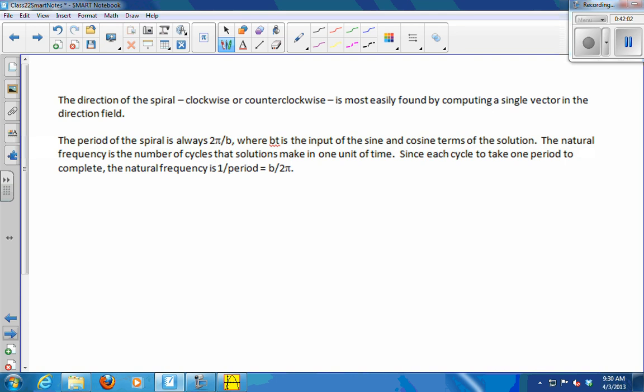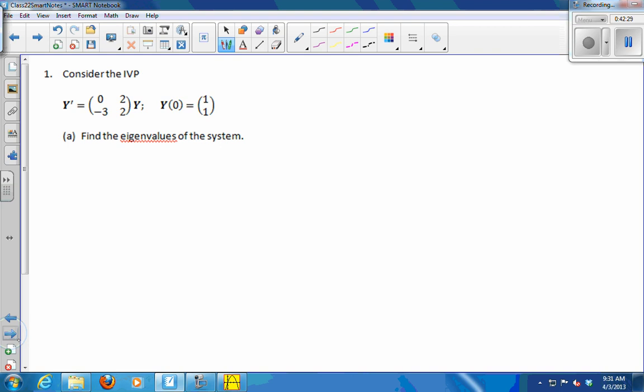And then period is 2 pi divided by b. And your book also asks you about frequency, which is the number of cycles that the solution can make in 1 unit of time, which makes it the reciprocal of the period, right? Because the period is how long it takes to complete one cycle. So it's just b over 2 pi is the frequency if they ask you about that. Okay, so time for you to try.